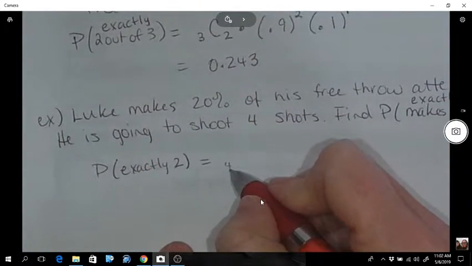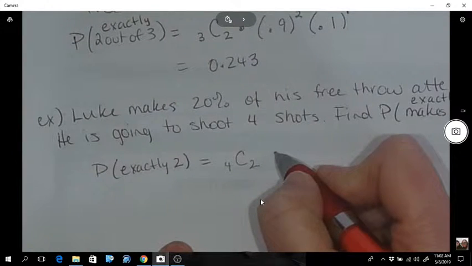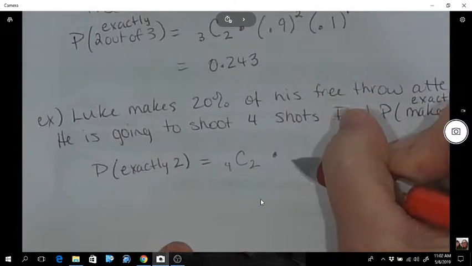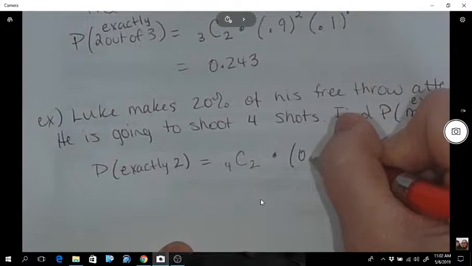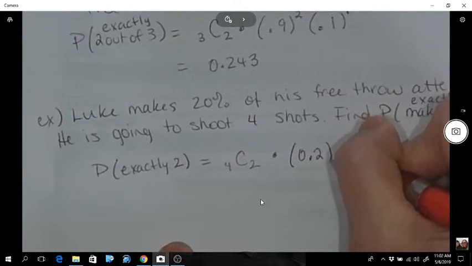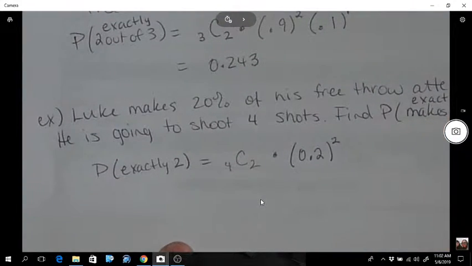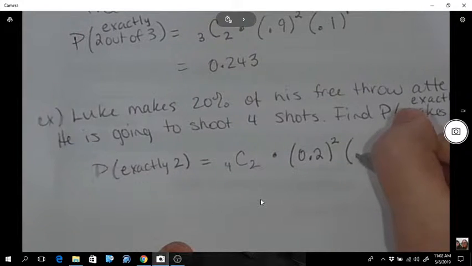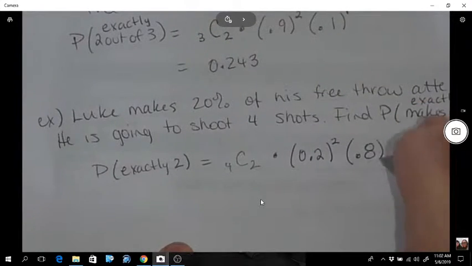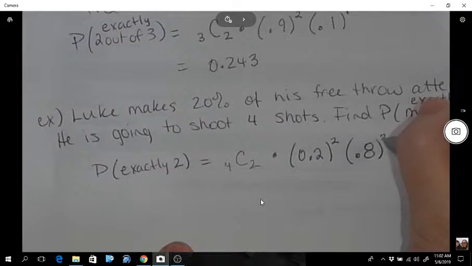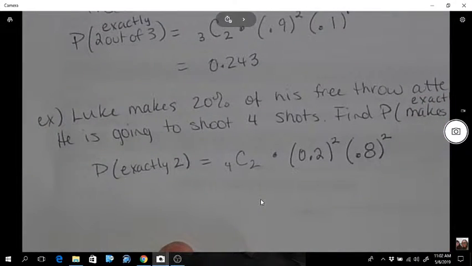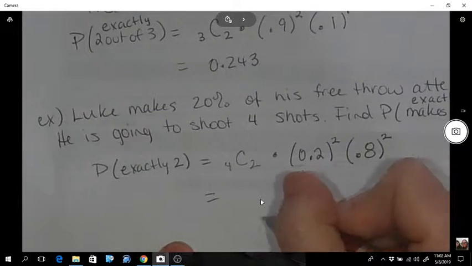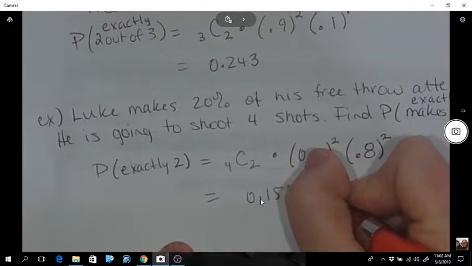Okay, so we have 4, we're going to choose 2, and his probability of success is 0.2, and he successfully shoots 2 of those. His probability of not succeeding is 0.8, and he's going to not succeed twice. So when we multiply that out, we get 0.1536.